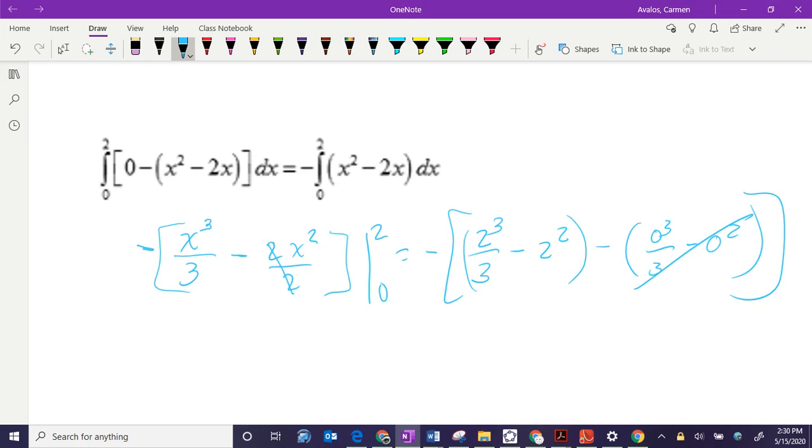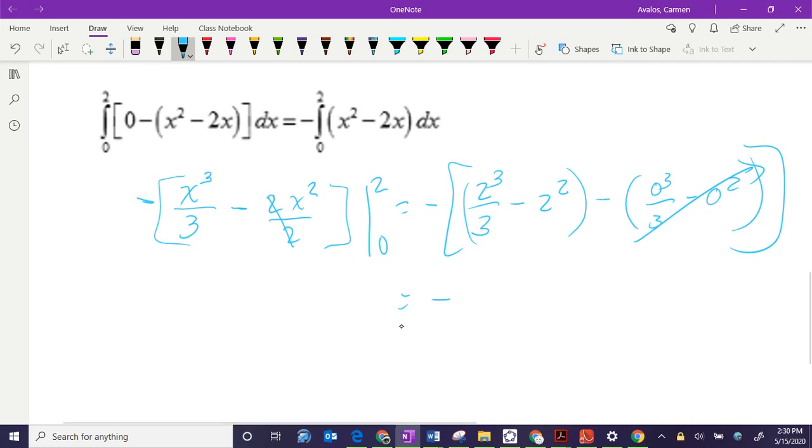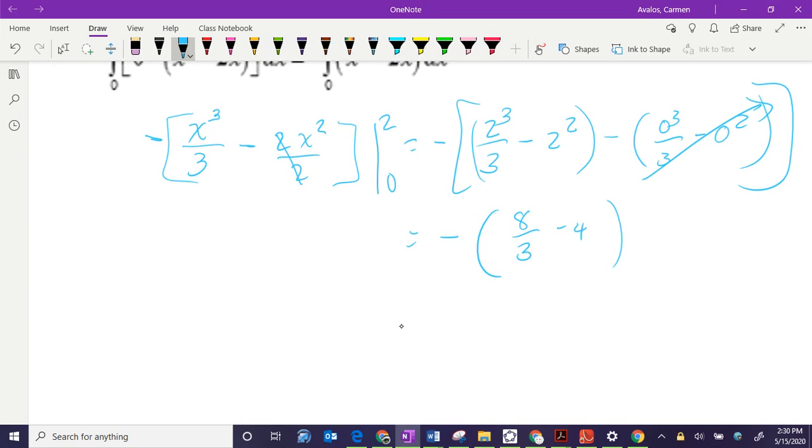What happens is that this goes to 0, so we only have to worry about this part right there. We end up with negative 8 over 3 minus 4. In order to add these fractions, you multiply this by 3 over 3, and so we get 8 over 3 minus 12 over 3. Your answer there is going to be negative, a negative inside a negative, 4/3.